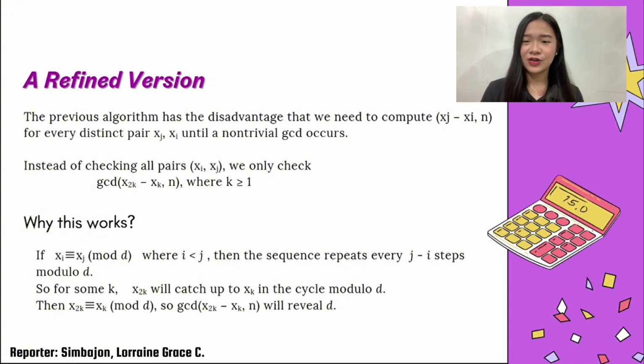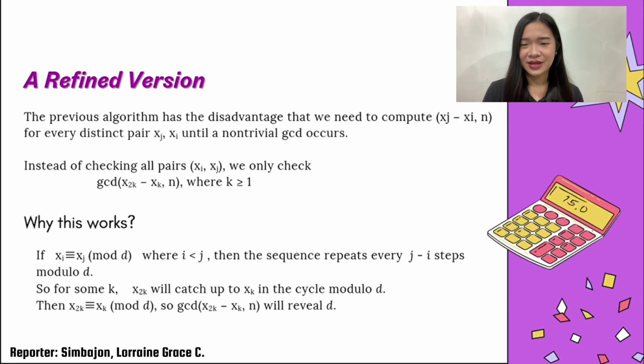For the next slide, we also have a refined version of the previous algorithm. The previous algorithm has the disadvantage that we need to compute the GCD of x sub j minus x sub i and n for every distinct pair x sub j and x sub i until a non-trivial GCD occurs. Instead of checking all pairs, x sub i and x sub j, we only check the GCD of x sub 2k minus x sub k and n where k is greater than or equal to 1.